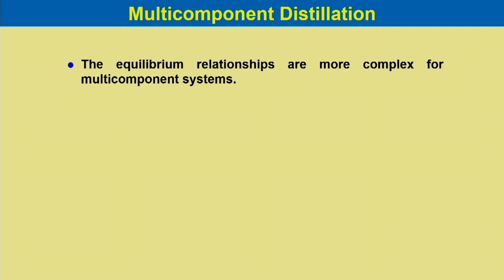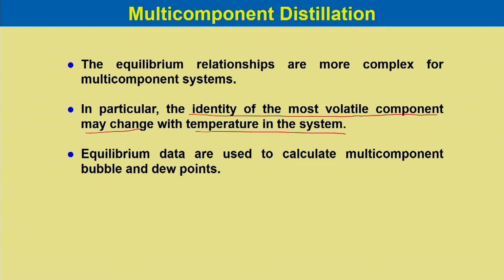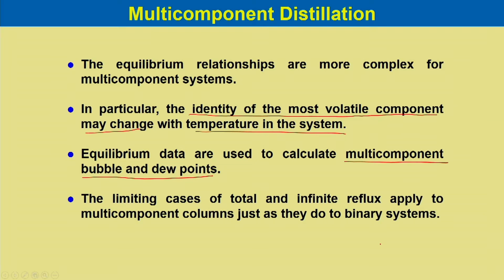The equilibrium relationships are more complex for multi-component systems. In particular, the identity of the most volatile component may change with the temperature of the system. Please note this. Equilibrium data are used to calculate multi-component bubble and dew points. The limiting cases of total and infinite reflux apply to multi-component columns just as they do for binary systems, and that would be similar to what we do for binary systems.